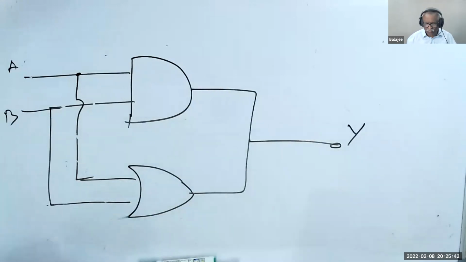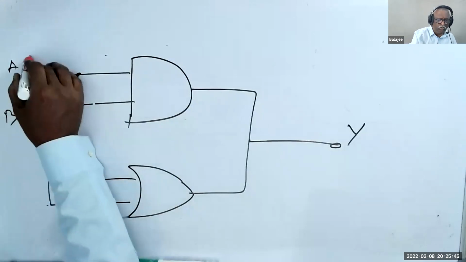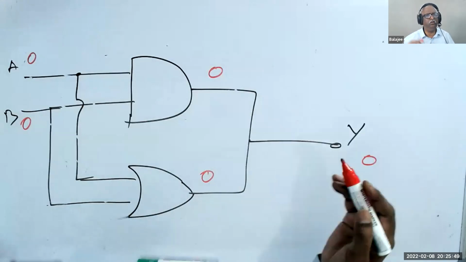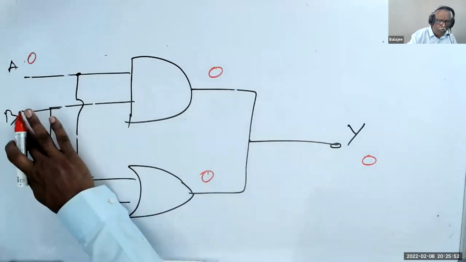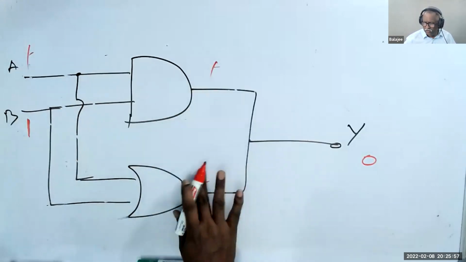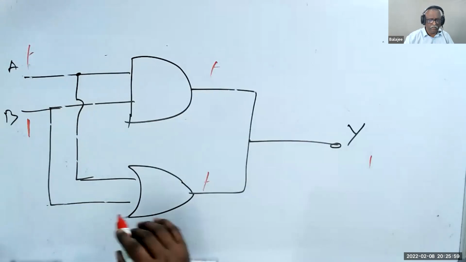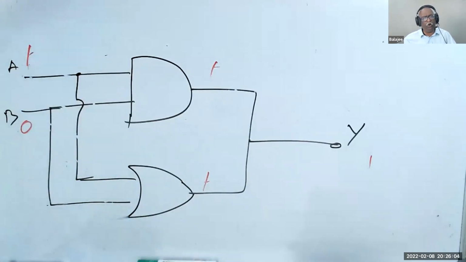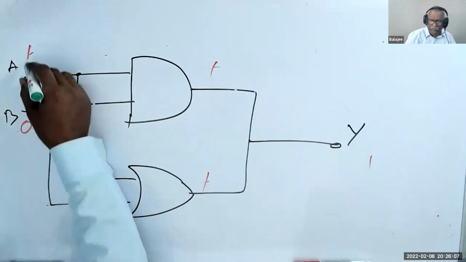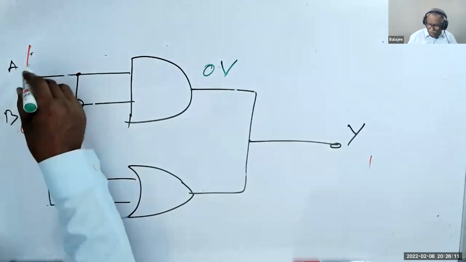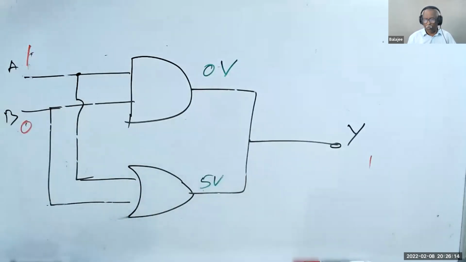Now what happens? If we give 0, 0, this is 0, this is 0, this is 0. Fine, no problem. If we give both 1, 1, this is 1 and this is 1, the output is 1, no problem. If we give 1, 0, what happens? One gate gives 0 volt, and the other gives 1, 5 volt. Now one is 0 volt, the other one is 5 volt.